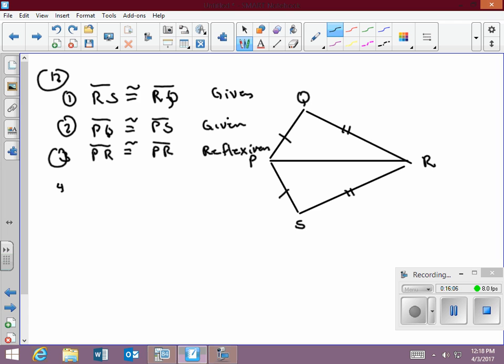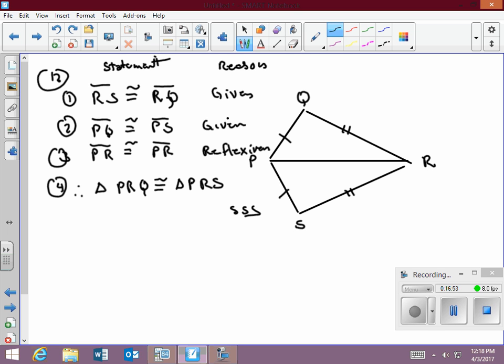And then you would say therefore, triangle PRQ is congruent to triangle PRS by side, side, side. Three sides congruent to three sides. What I want is to have a reason here and then a statement here. So every statement should have a reason. But that's the way you could do that one, show congruency.